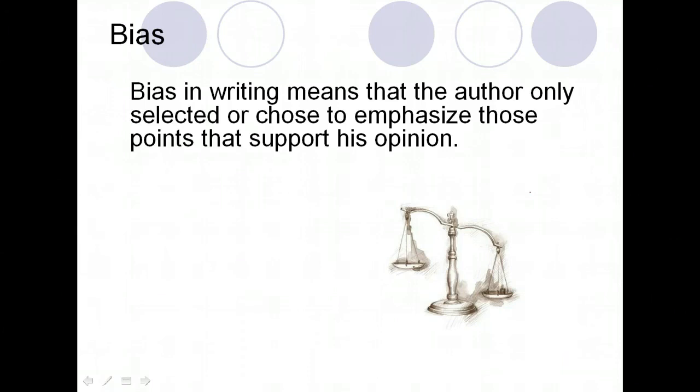Bias in writing means that the author only selected or chose to emphasize those points that support his opinion. By ignoring all of the points of a topic, the issue can be clouded or slanted in one direction. It can be difficult to tell when an author is using bias in a subject unless you know more about the subject than the author.